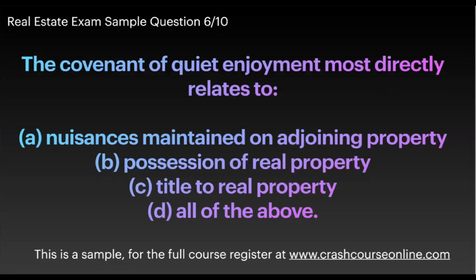You should be able to possess, answer choice B, the property free of the nuisance and bother of the landlord. Best answer here going to be answer choice B. It doesn't relate to title, answer choice C. It doesn't relate to nuisances on adjoining property. Adjoining means next door. It relates to the landlord not bothering the tenant on the property in question. They should be able to possess it free of the landlord's nuisance. Best answer here going to be answer choice B.